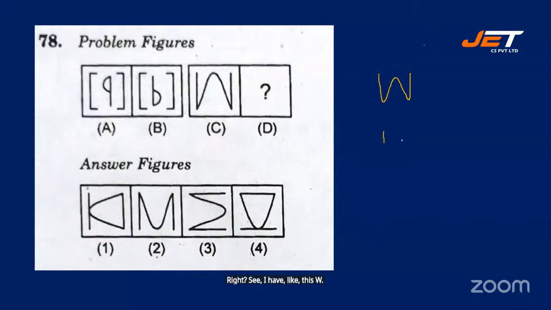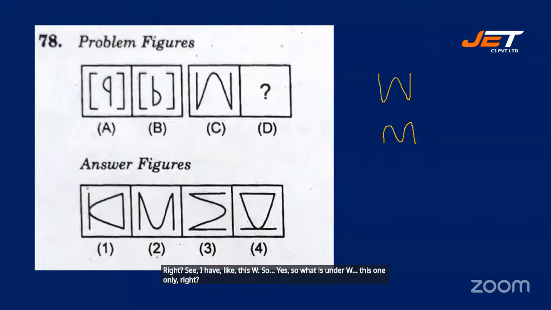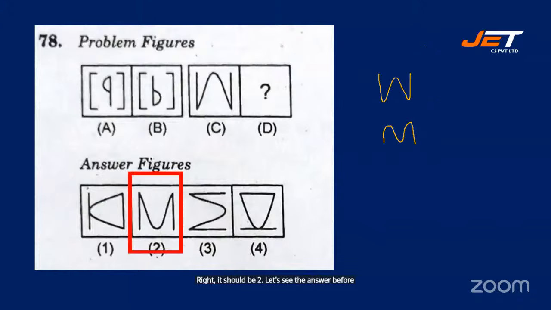So, yes. What is the ulta of W? This one only, right? It should be 2. Let's see the answer before I see. Yes, perfect. Now let's see how many of you have given me. My God. Before I could check the answers, everybody has given me the answer as 2.